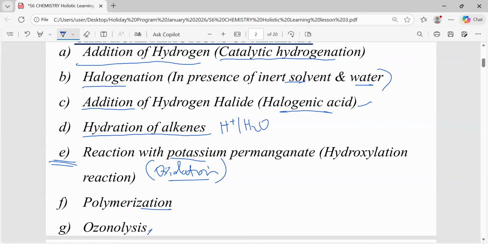Can I see by show of hands how many people did some research about oxidation, polymerization, and ozonolysis? By show of hand, I want one person to take us through the first one, reaction with potassium permanganate. Okay, Samuel. Samuel, unmute. Samuel? Oh, Emmanuel. Yes, Emmanuel.